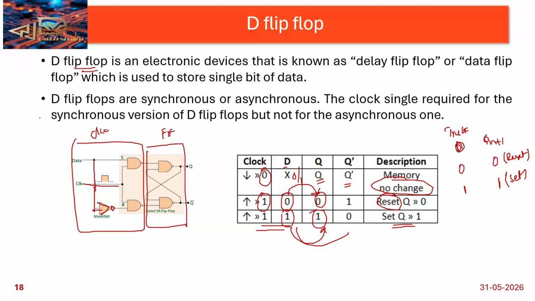Based on this characteristic table, can you tell me? This is the characteristic table. So what is the values we are giving? D, Qn, and then Qn plus 1. Two inputs I am giving. So 0 0, 0 1, 1 0, and 1 1 case. See, this is the D0 case. What is the output I am getting? Qn, right? So no change condition.